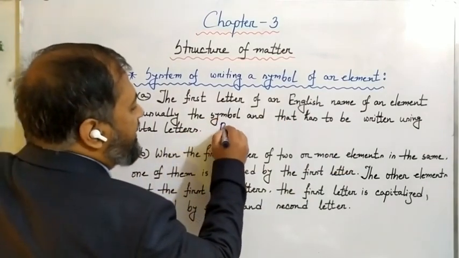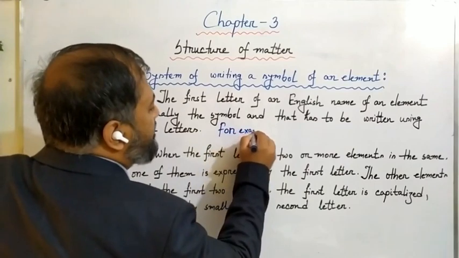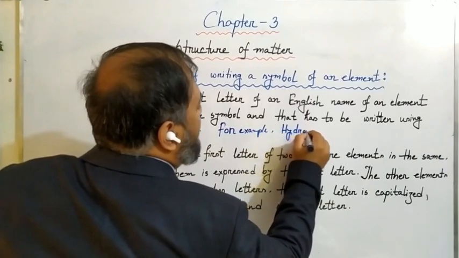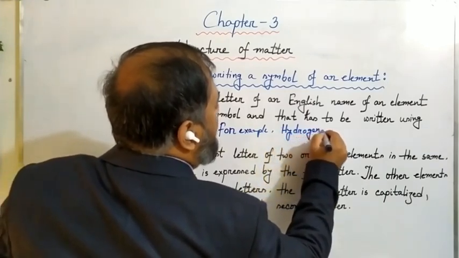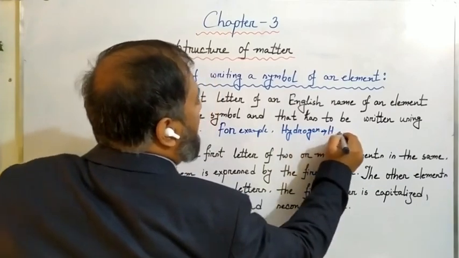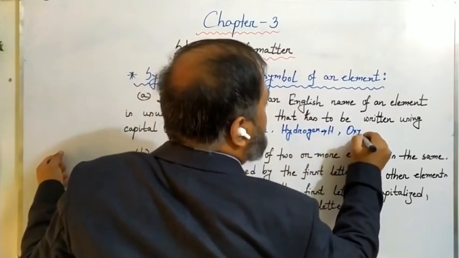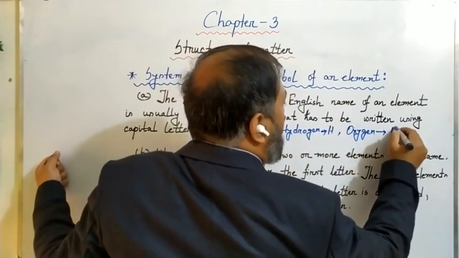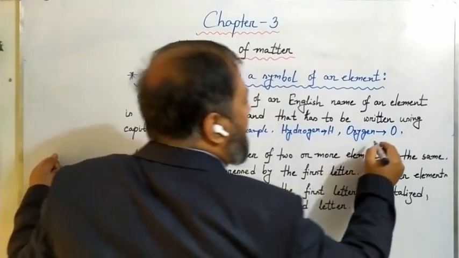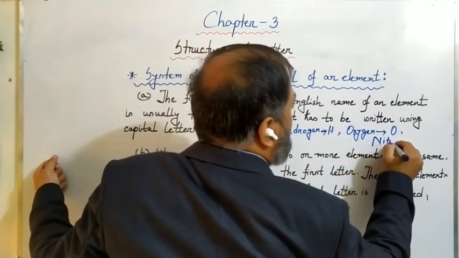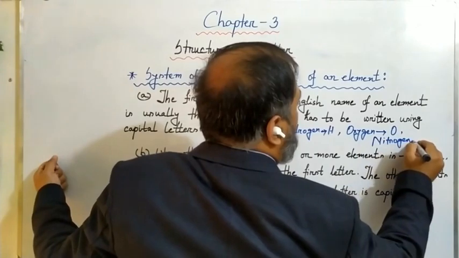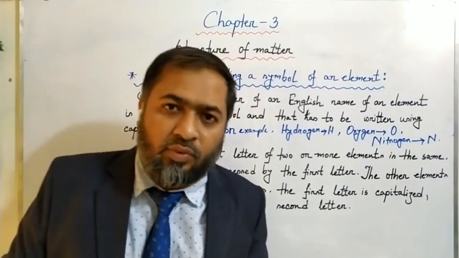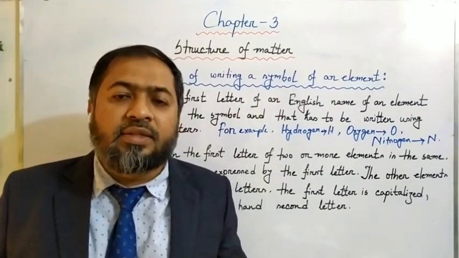For example, you can see hydrogen is the English name of a gas, and the symbol is H. Another one is oxygen, which is the English name of another gas, and the symbol of that gas is O. Similarly, nitrogen, and the symbol of this is N. So this is the first rule to write down the symbol of an element.